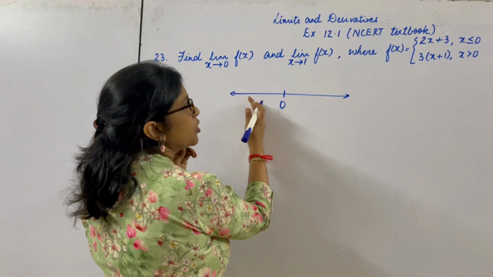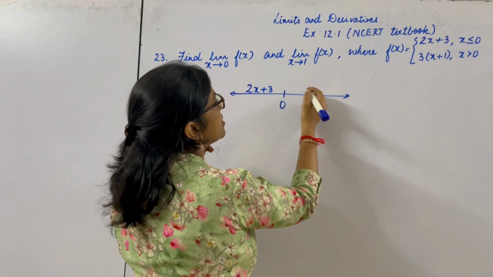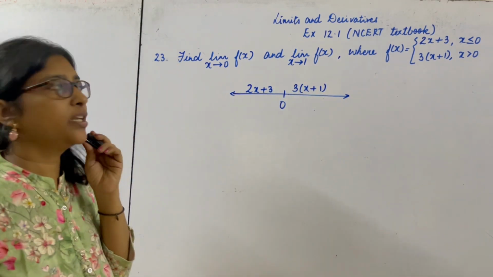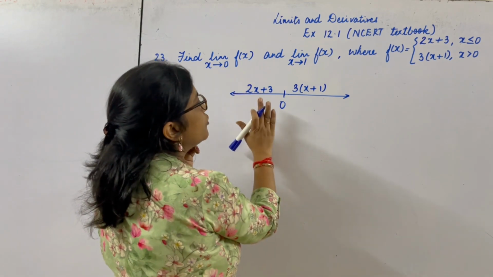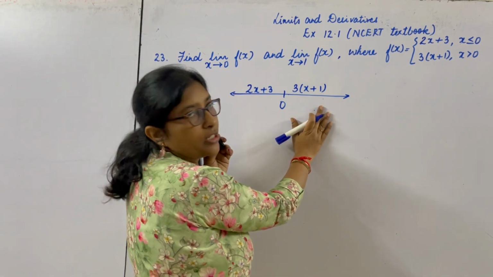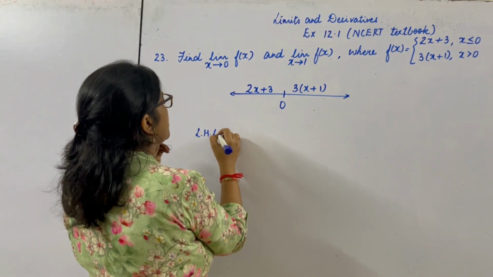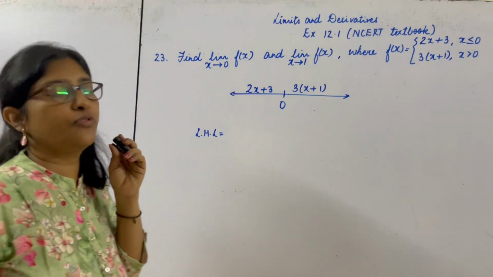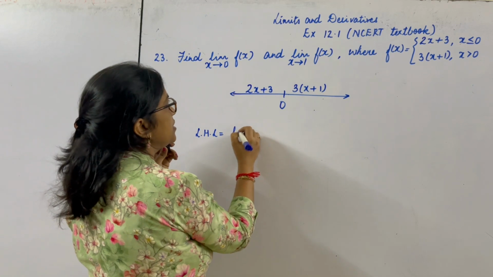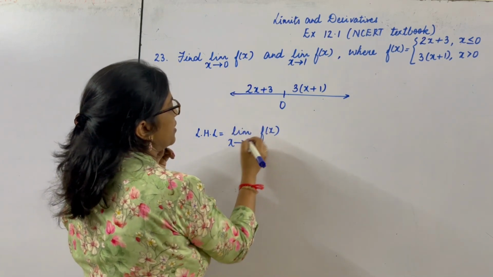For all values smaller than 0, it is 2x plus 3. And for all values greater than 0, it is 3 into x plus 1. That means if you are going to find the limiting value of f(x) at 0, for less than 0, we'll have to take this function, and for greater than 0, we'll have to take 3 into x plus 1. So we'll have to go with the left-hand limit, because for less than 0 it is a different function. The left-hand limit is the limit of f(x) when x tends to 0 from the left side.